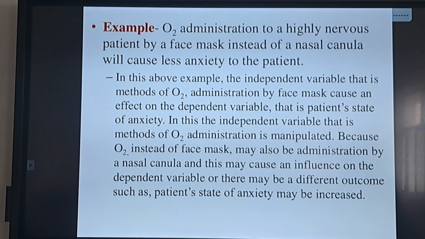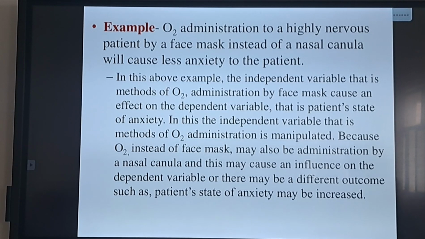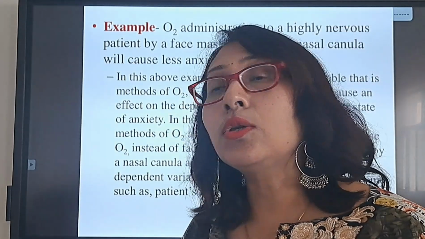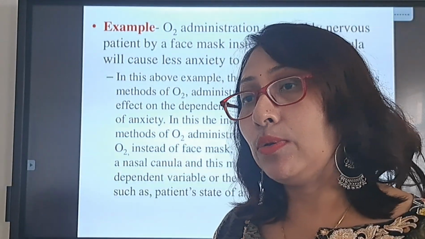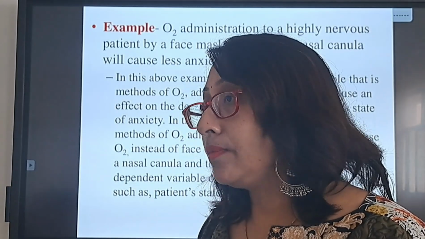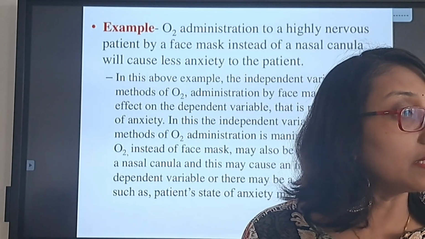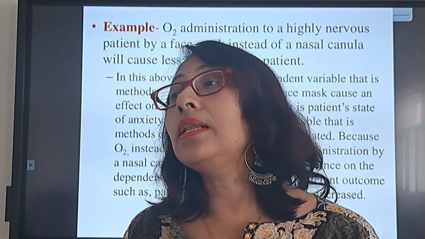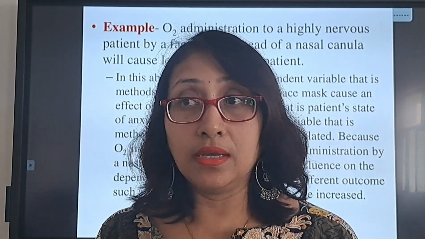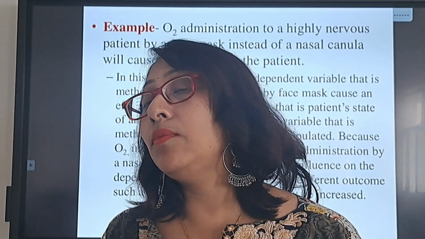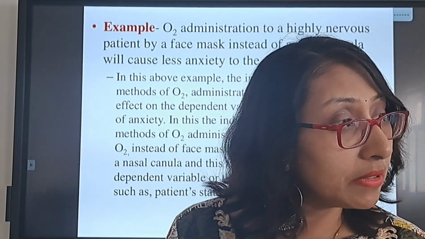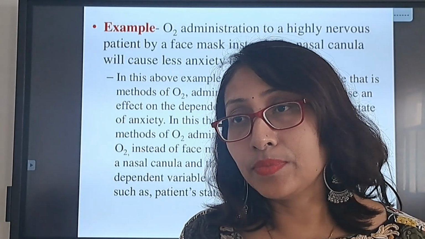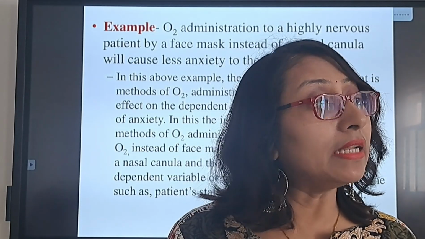In this, the independent variable, that is method of oxygen administration, is manipulated. That means you are controlling the execution and the implementation of oxygen. Maybe you are giving the oxygen to the experimental group through the face mask, and you are administering the oxygen to the control group with the nasal cannula. And you can see the difference: when the independent variable is administered in the form of oxygen through face mask, the anxiety state of the patient is less. So, anxiety state of the patient is the dependent variable.